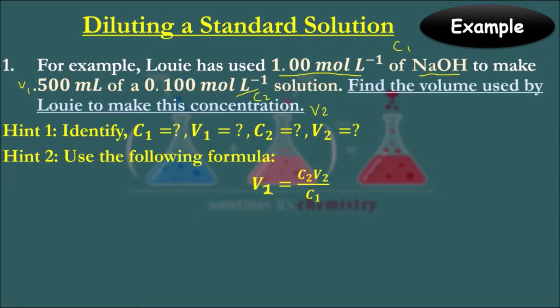So V1 was originally 500 milliliters. We need to firstly make sure, if we just write out the numbers we have, V1 needs to be in liters, so 5 × 10^-3 liters. And then C2 is 0.100 moles per liter. So that's what we have. So all we really have to do is do a quick rearrangement. Okay.